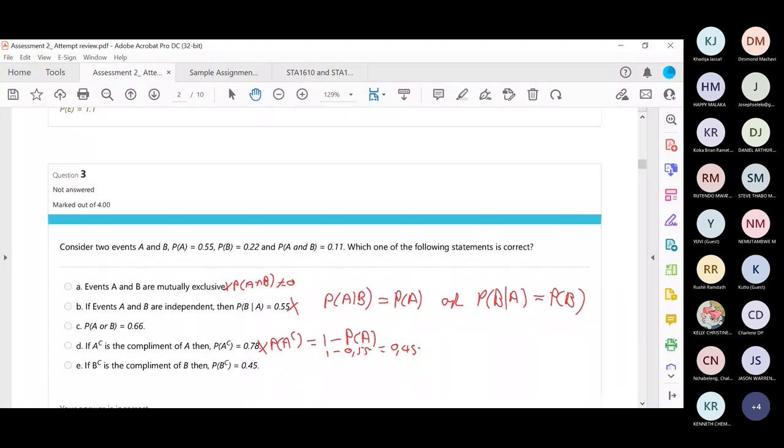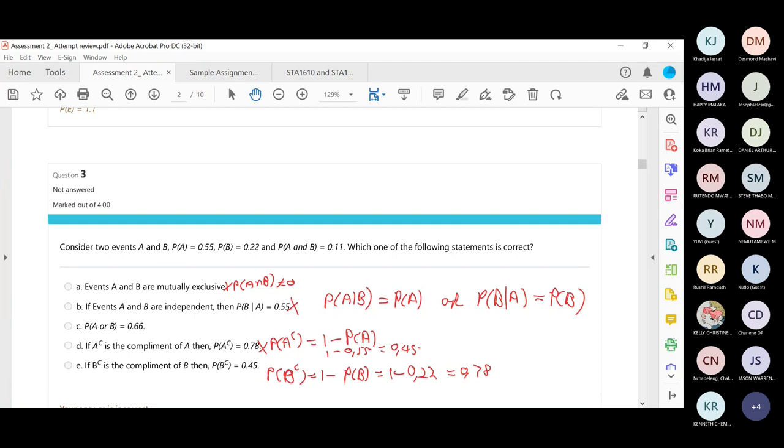Probability of B complement, the same will happen. You need to just calculate the probability of B complement by 1 minus the probability of B, which is 1 minus 0.22. And that will be 0.78, I think. Yes.